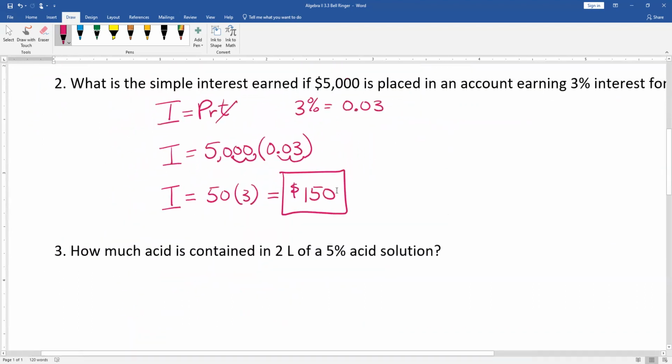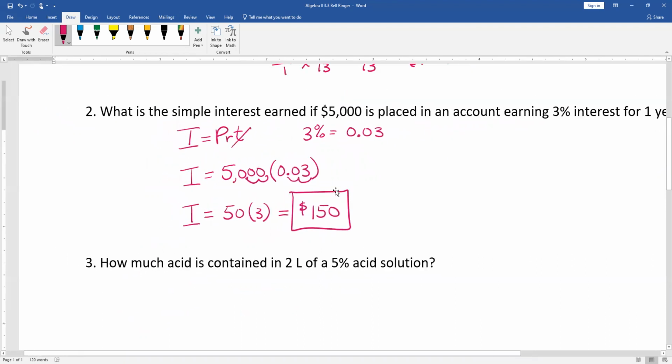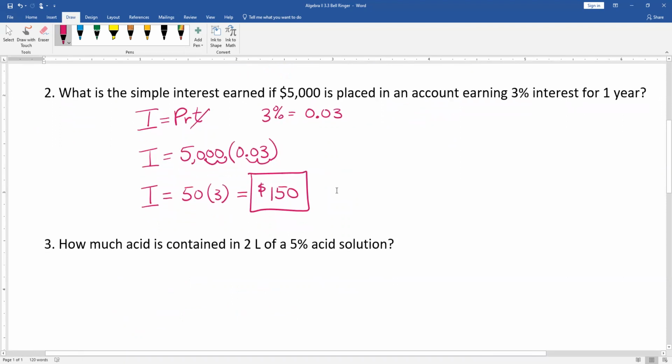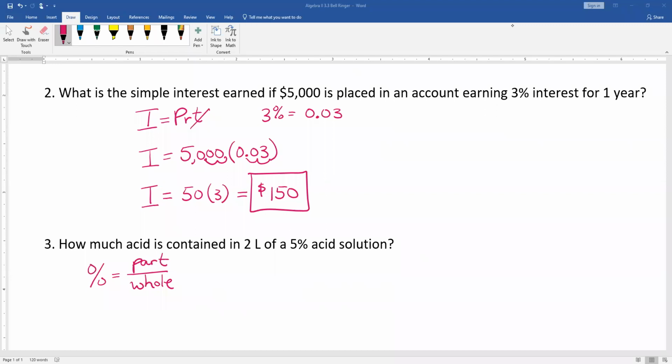All right, the last bit, which I feel like was a thorn in everybody's side last year in algebra when we were learning about percent solutions, but it's really just the percent equation, right? Percent equals the part divided by the whole. And we're given the 5% acid solution. We're told to find out how much is acid. So what we're actually wanting to solve is the part.